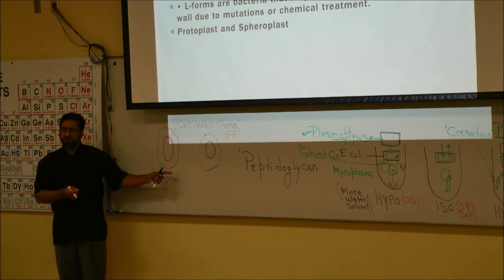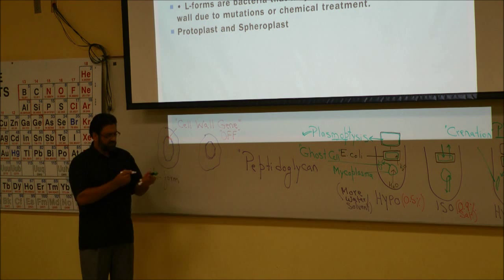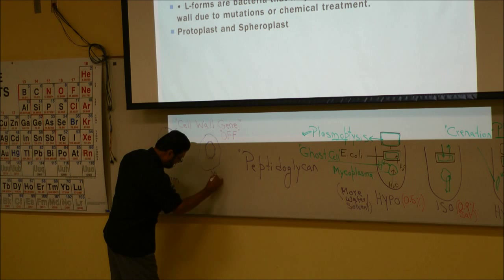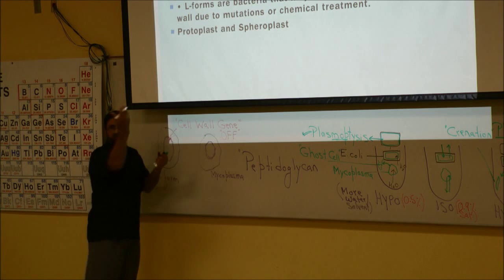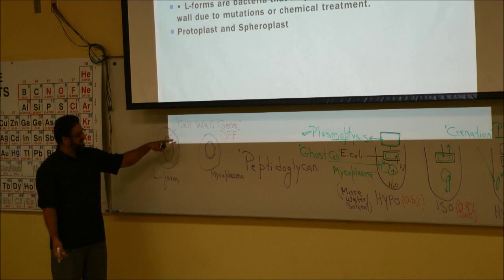So in other words, they can be repaired. This is the L form. Mycoplasmas, they never had the gene, they never will. Mycoplasma, no gene, they will never have a cell wall. But L forms can be fixed. The mutation can be fixed, and this bacteria one day may grow a cell wall. That's the difference between L forms and mycoplasmas.